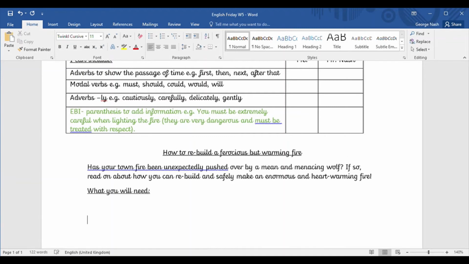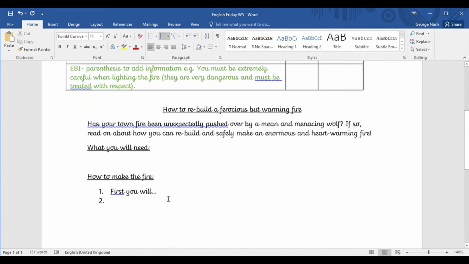So what you will need and how to make the fire, that's where you're going to need to do your steps. Okay, remember, all of the work you've done this week is relevant. So number 1, first you will... Okay, modal verbs, time adverbials, and if you can, as an extra challenge, I would like you to write a little conclusion to sum up all of the findings, and to sum up basically what the villagers will need to do and how to stay safe.